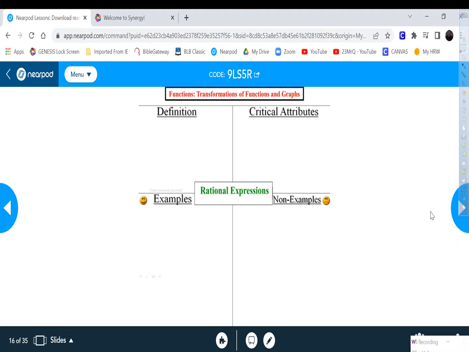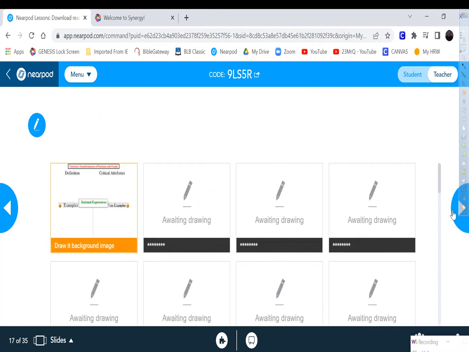Ratio with two polynomials, yes. Or, in your own words, what's another word for ratio? Fractions with polynomials. Come on, people. Fractions with polynomials. We saw some of those. Next.